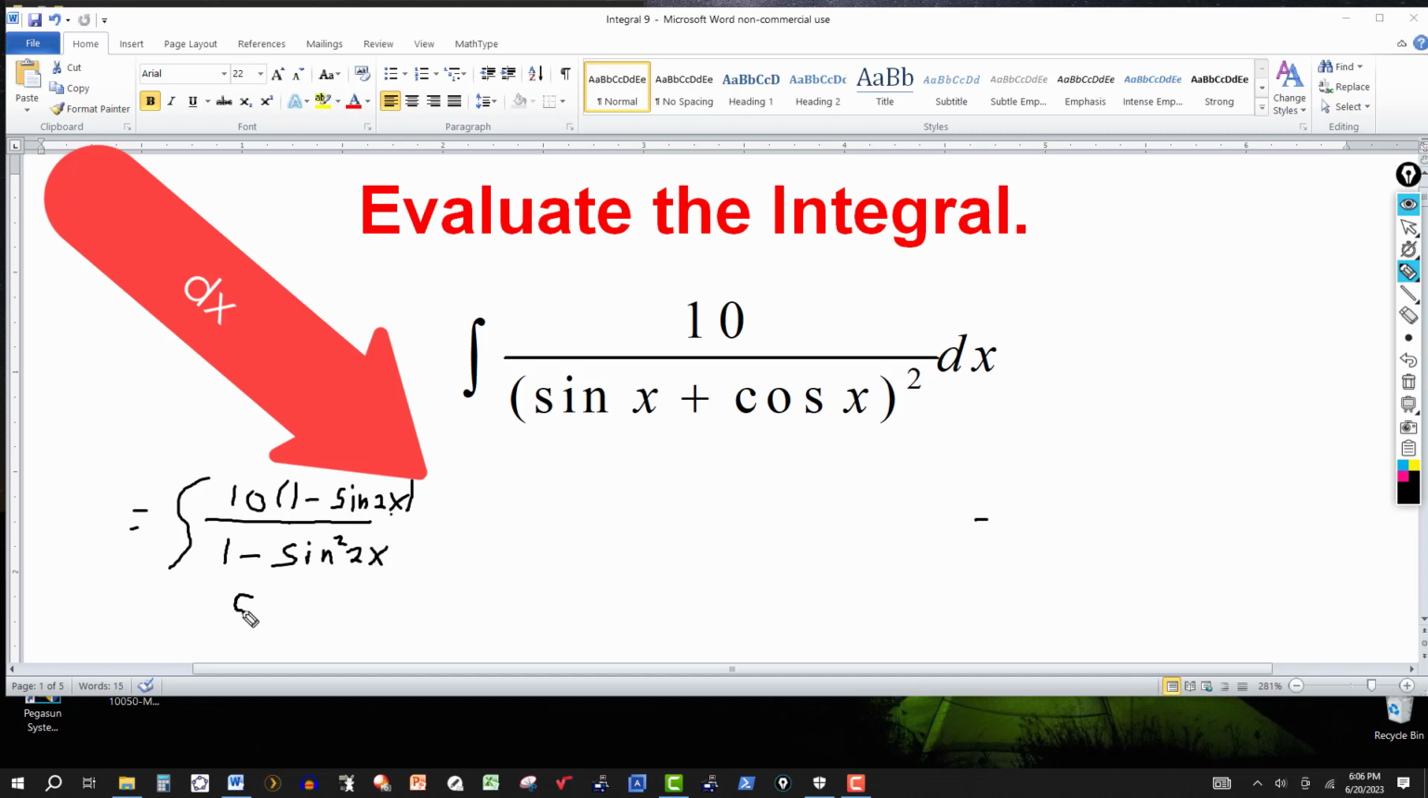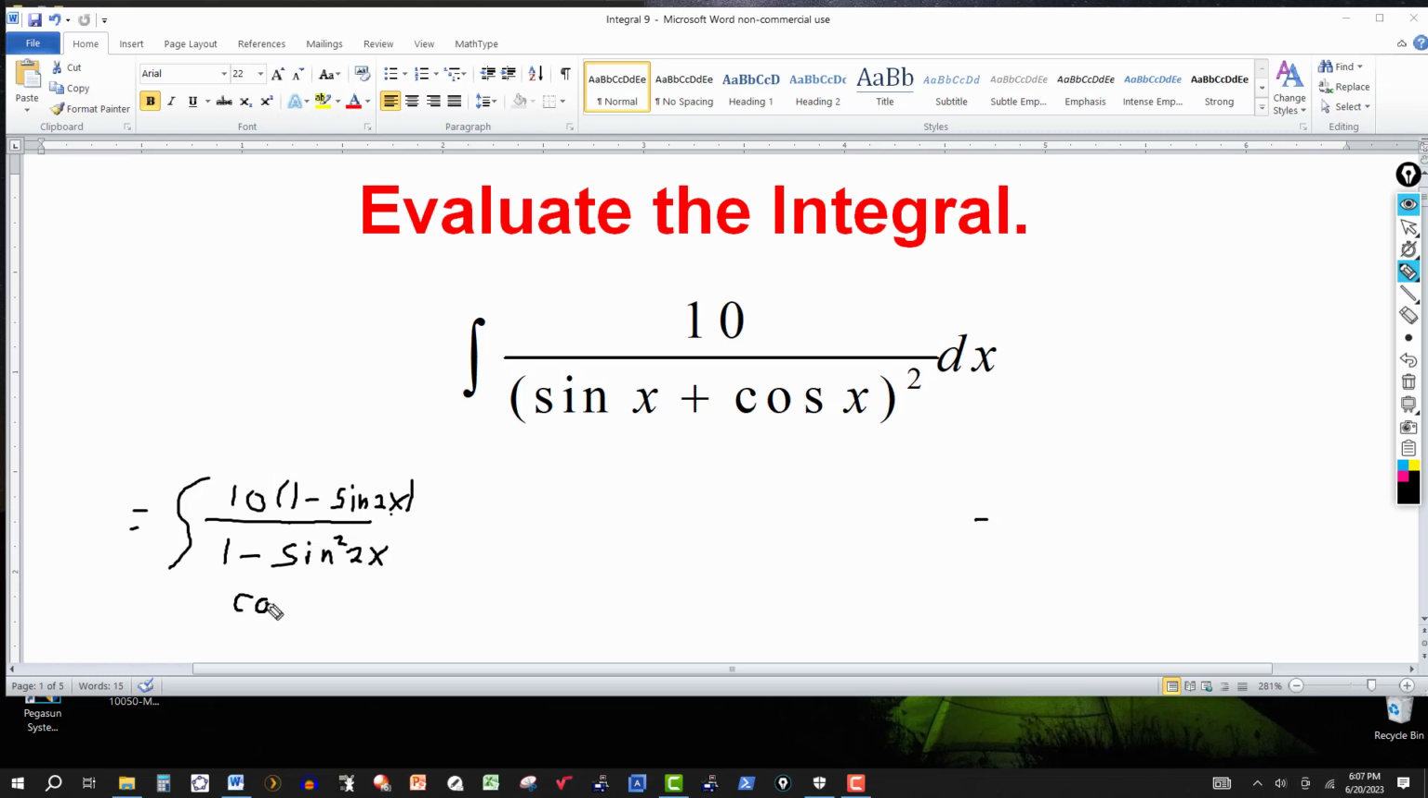Using again your fundamental identity, where you have the cosine squared of an angle plus the sine squared of the same angle equals 1. If I solve that for cosine squared, in this case it's going to be 2x, so this gives me 1 minus sine squared of 2x, which is the same thing as cosine squared of 2x. And that's going to equal, I'm going to put the 10 out in front here, and then I'm just going to divide through by cosine squared of 2x. So it'd be 1 over cosine squared of 2x.